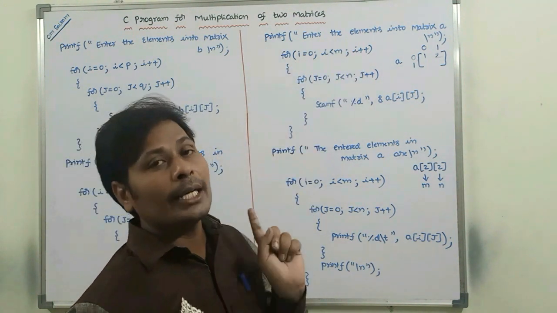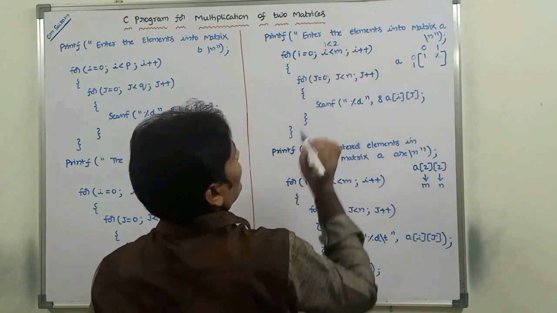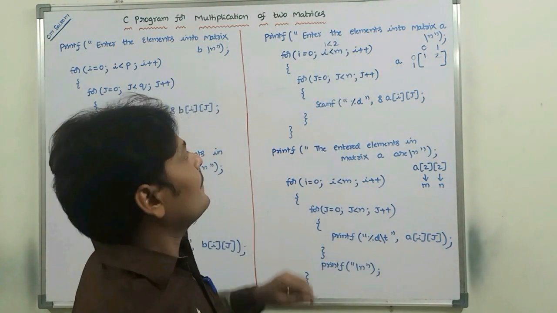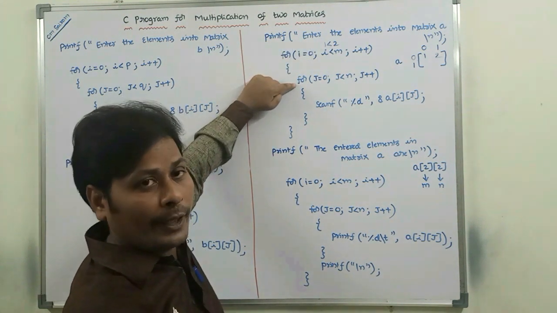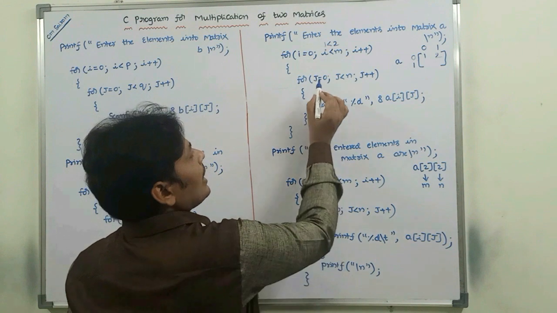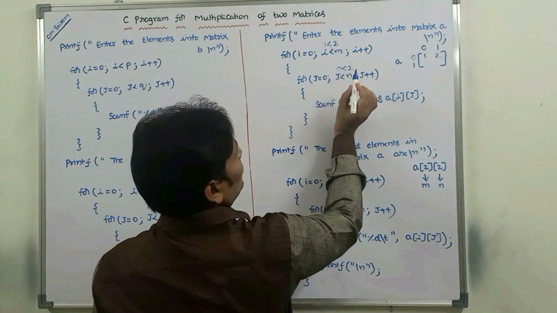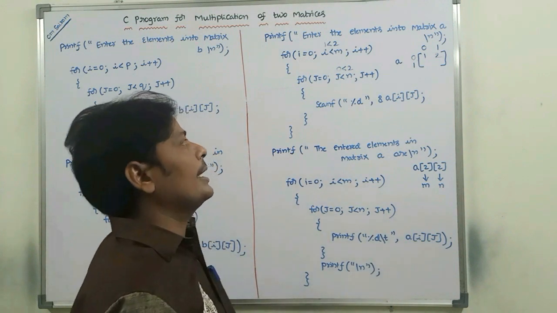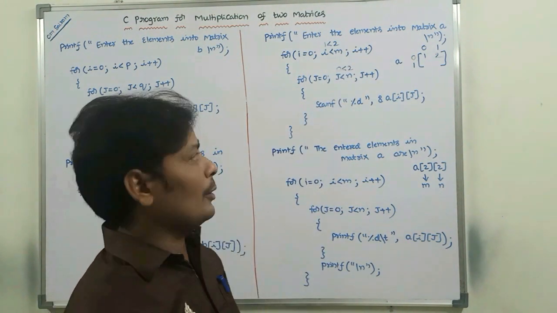So, 1 less than 2. Condition true. If the condition is true, then the control goes to the body of the for loop. Okay. Now, J is equal to 0. 0 less than 2, N value is 2. Condition true. The control goes to the body of the inner for loop.